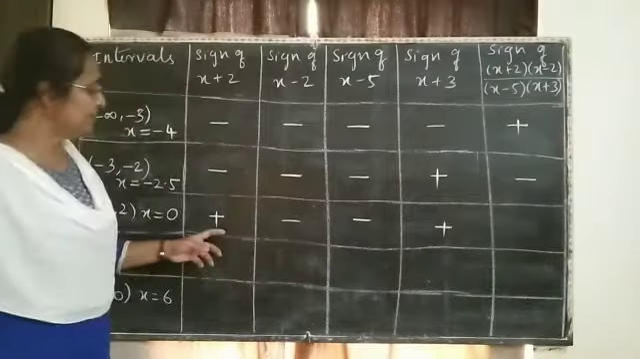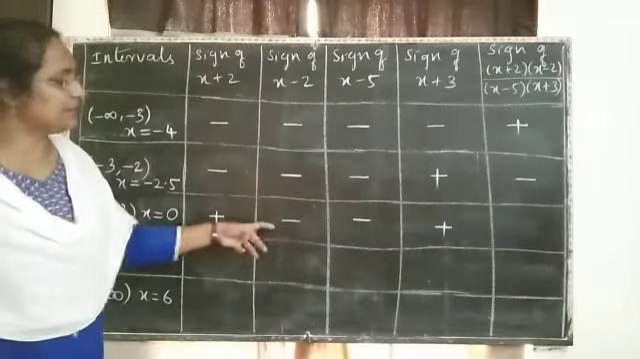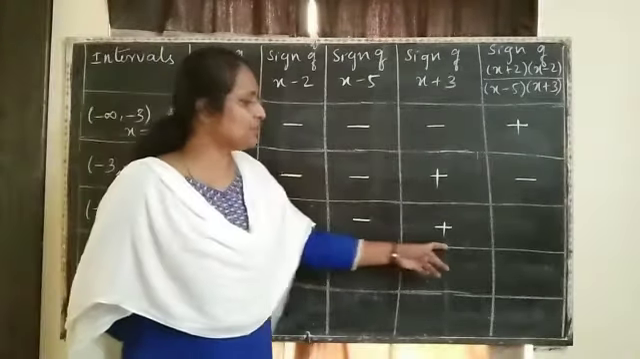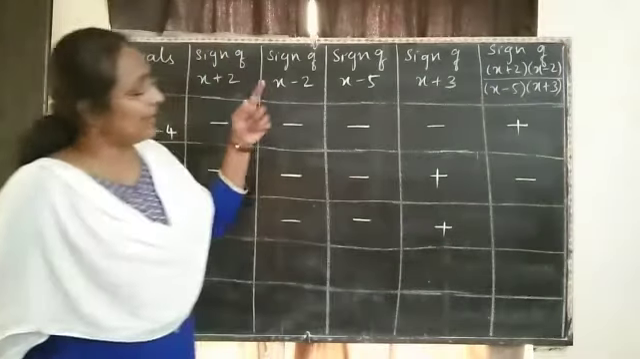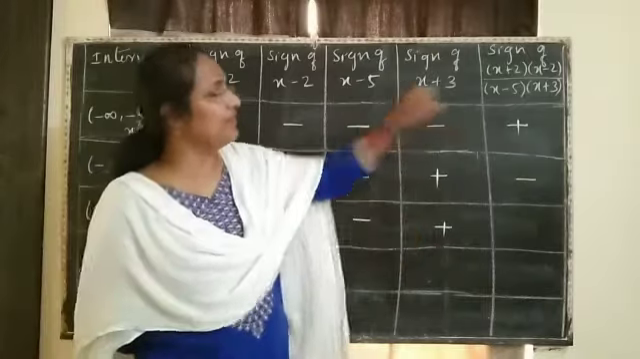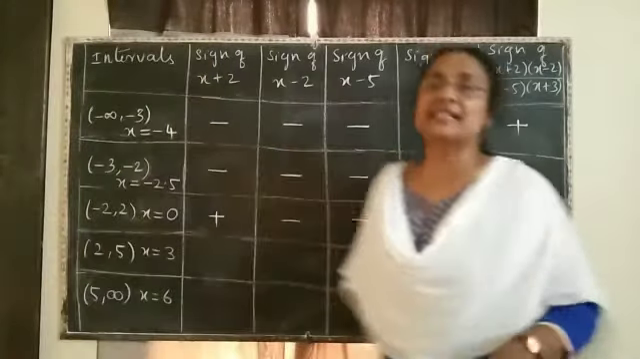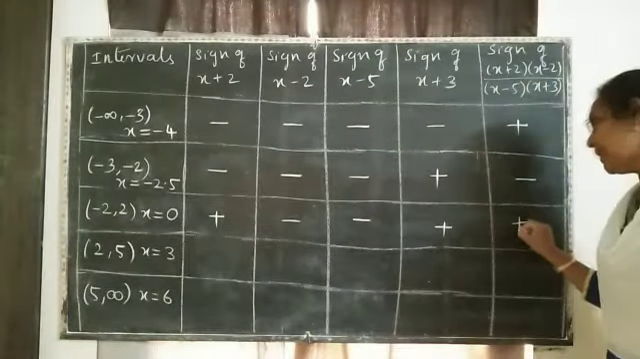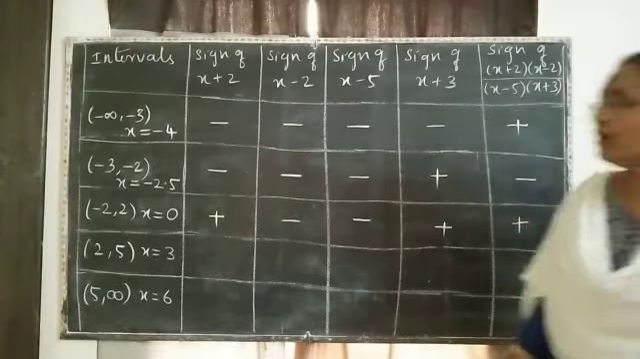Okay. Now look into this numerator. Plus into minus is minus. Again minus into plus is minus. So we have minus in the numerator and minus in the denominator. So minus and minus get cancelled, so the answer will be positive. Okay.